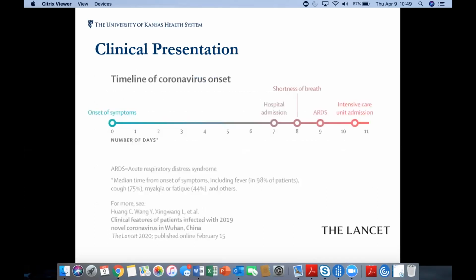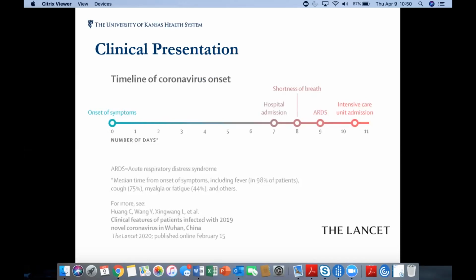So in terms of clinical presentation, this is looking at the median number of days for a specific event to occur, looking at patients from Wuhan, China. A patient will typically become infected and roughly 4 or 5 days later start to display symptoms. An overwhelming majority of patients will not seek hospitalization right when symptoms occur. It generally takes a couple of days for their disease to become severe enough to need hospitalization.